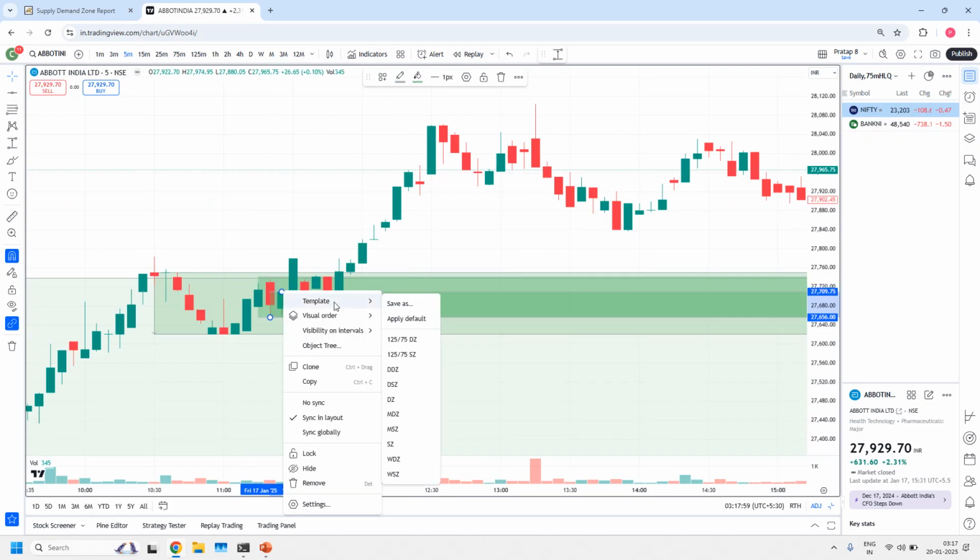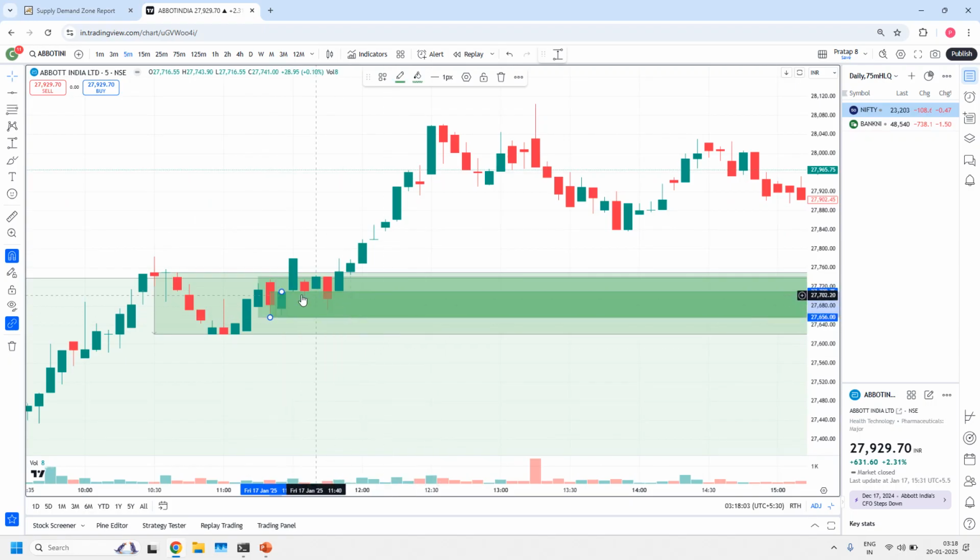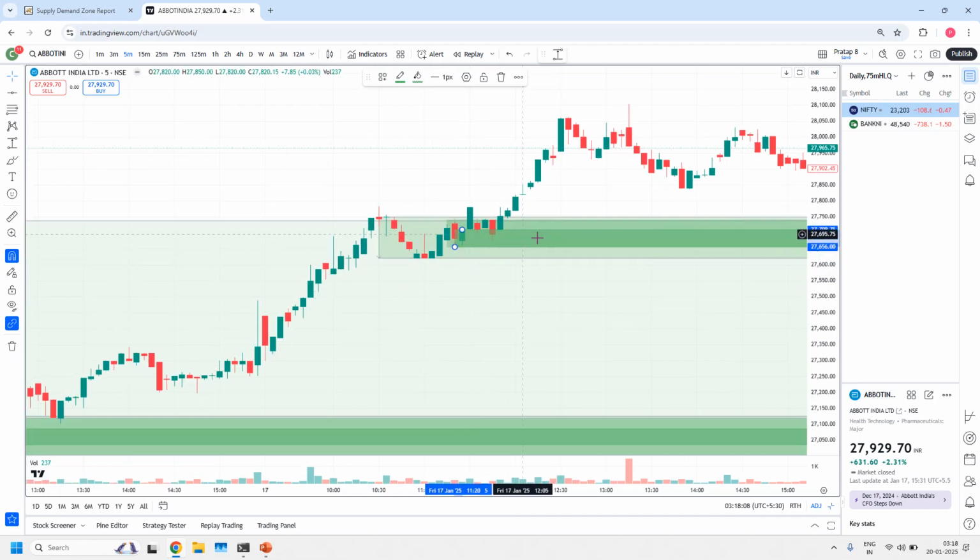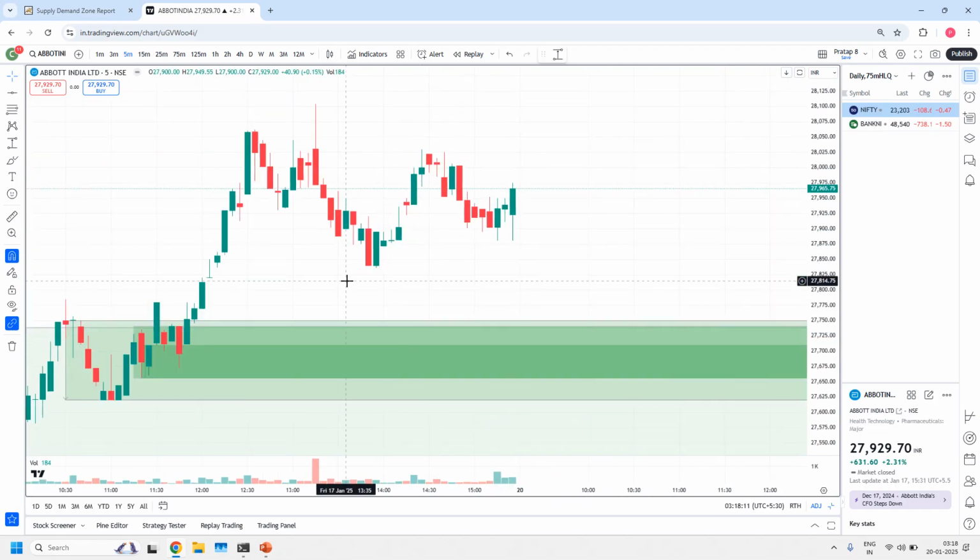Because it is a tested zone, there are higher chances that this demand zone might be violated. When this demand zone works, if it is a high liquidity zone, maybe it may support next time. That we will see only based on multiple testing. But at this point in time, we can't have a guarantee that this zone will work.